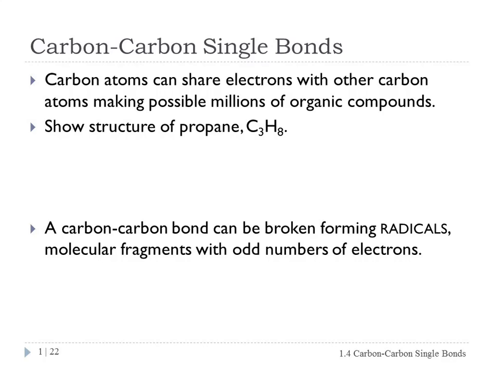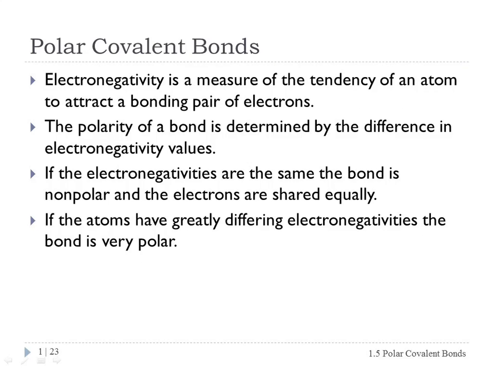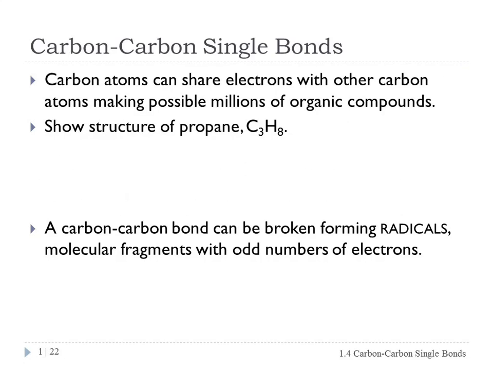One of the cool things about carbon is that not only does it make 4 covalent bonds, but it can bond with other carbon atoms and form long chains and rings and all kinds of stuff. And because of this, there are millions of organic compounds that are possible. So let's look at propane, C3H8. So the carbons, yeah, I love it when I try to write with the pointer. It just doesn't work.